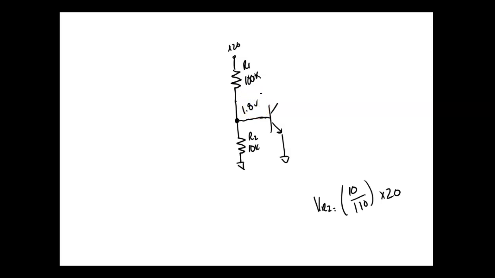Okay, now it looks like I can bring AC into this thing, and my positive alternation would add to the 1.8, and my negative alternation would subtract. Does that make sense?